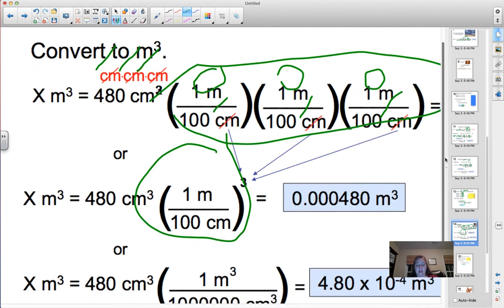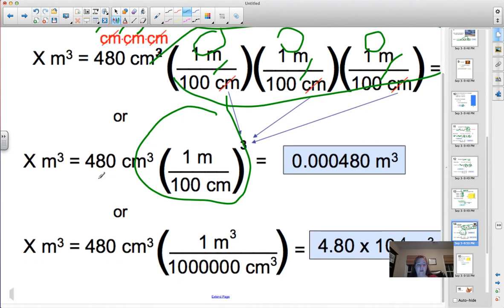So whenever we put this all together, we take this 480, we divide it by 100, we divide it by 100, we divide it by 100, and we end up getting this value right here. Okay? So these aren't too bad once you get used to them.